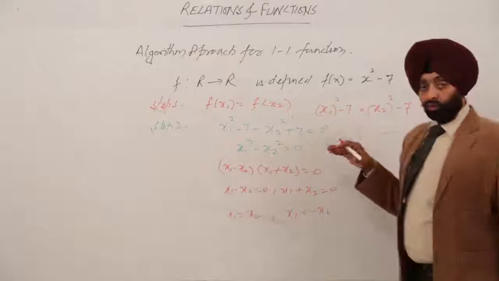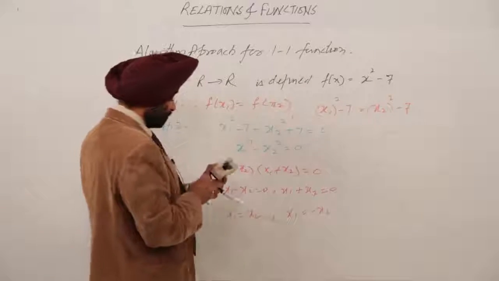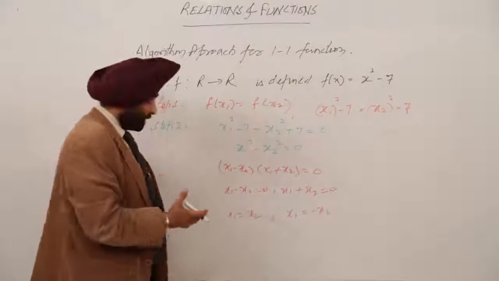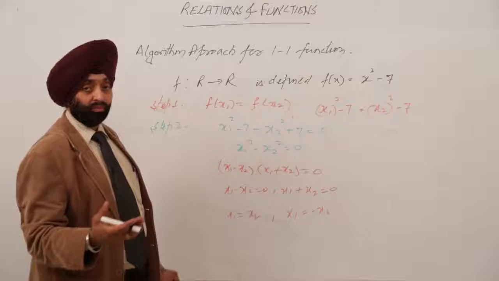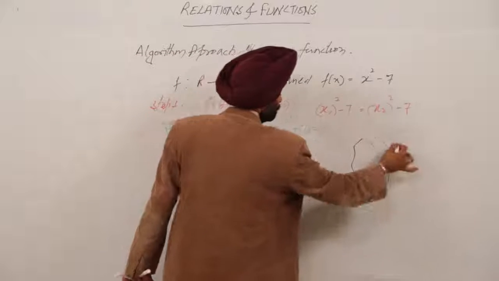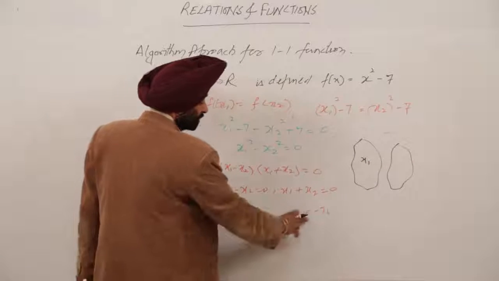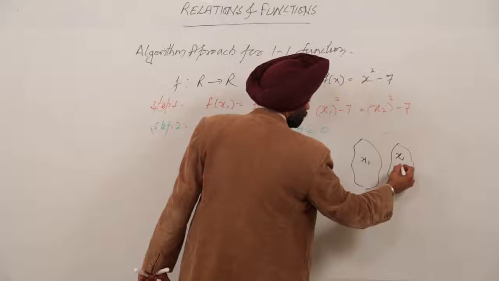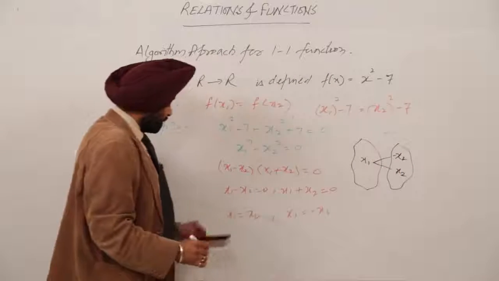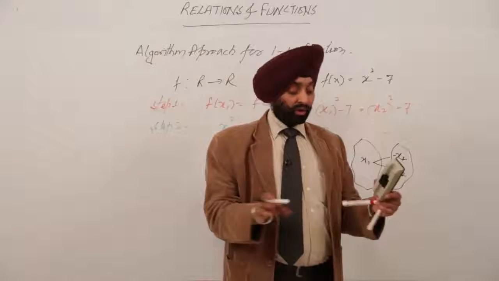So what is the result for the question which we are solving? This is not a 1-1 function because we are getting x1 is equal to x2 and x1 is equal to minus x2. As we have drawn in a diagram earlier, this shows that for a single element, suppose this is x1, we get x2 and also minus x2. So it shows like this, that x1 is equal to x2 and x1 is equal to minus x2. So this is not a 1-1 function.